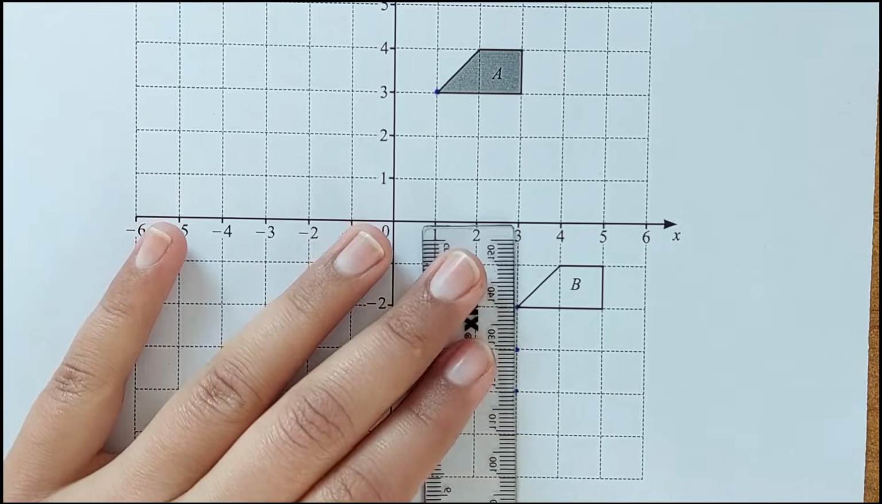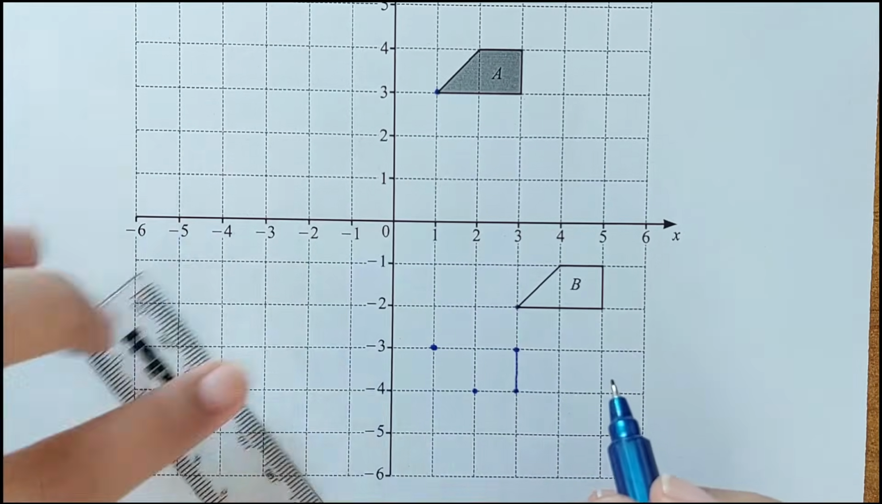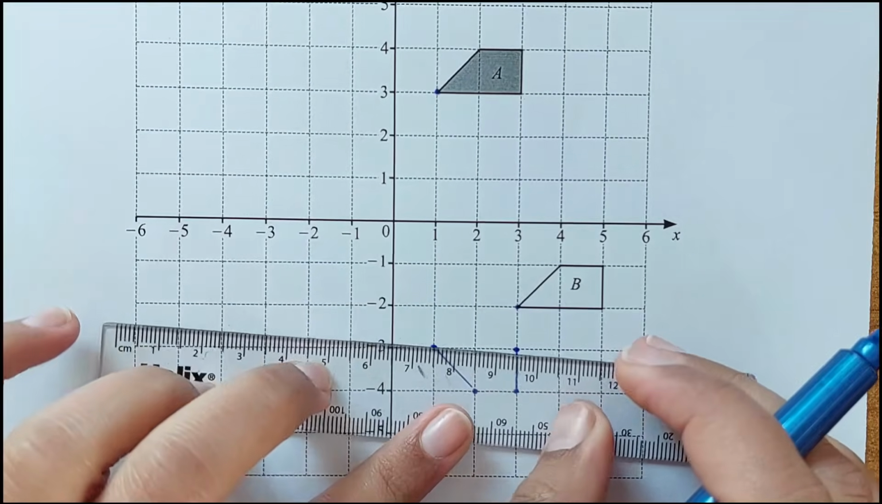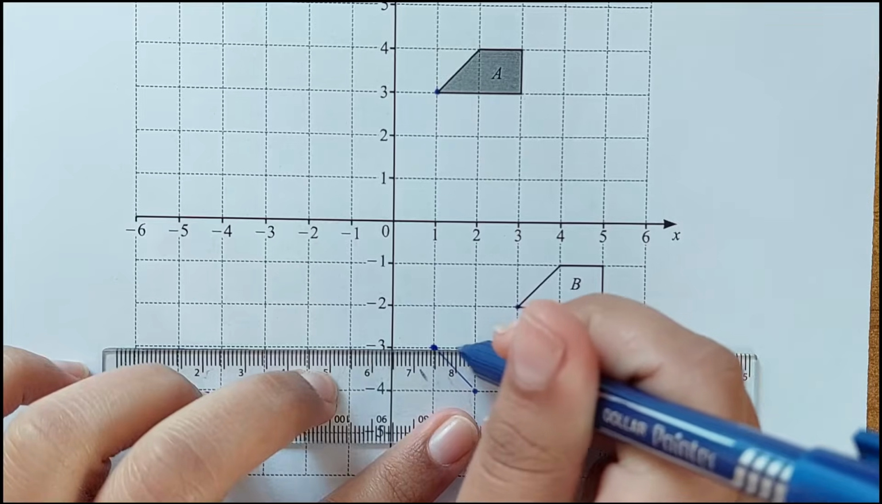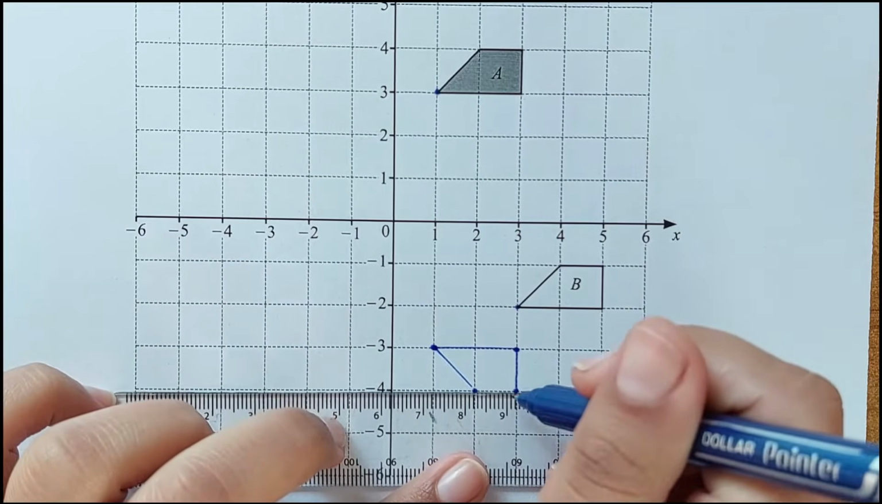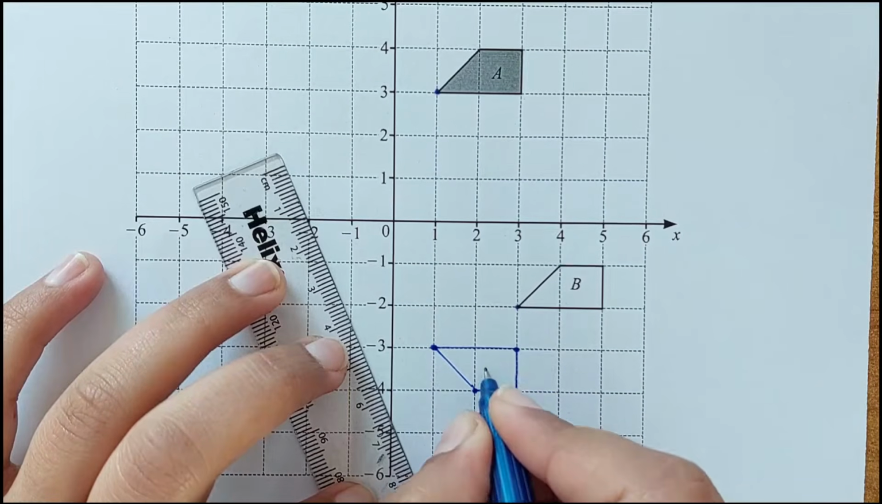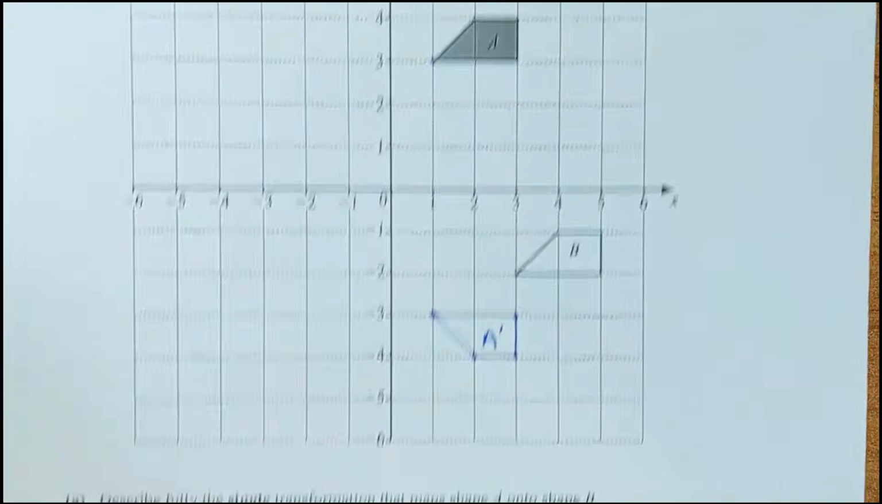Let me draw the reflected shape in the x-axis. You can name this A prime, right?